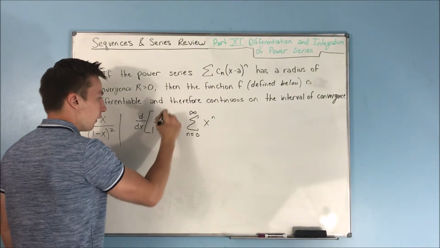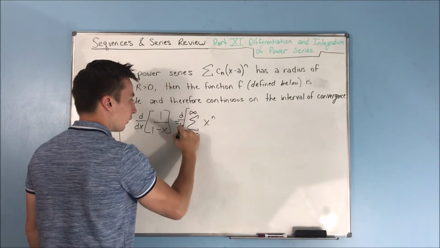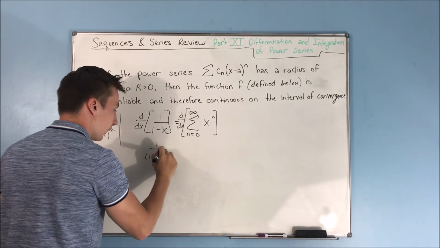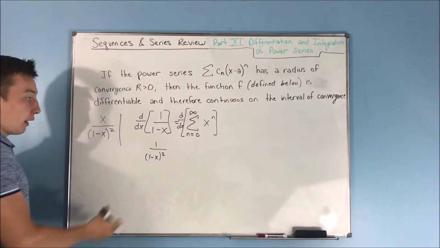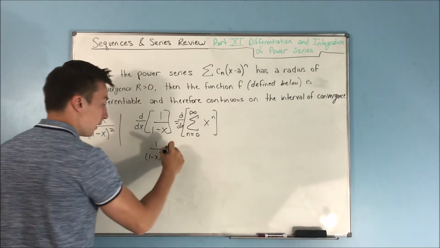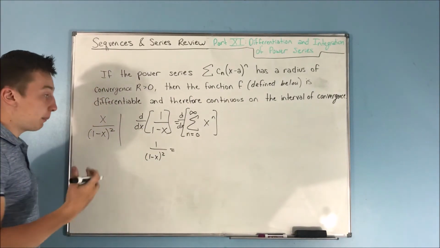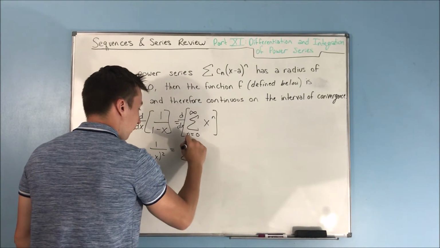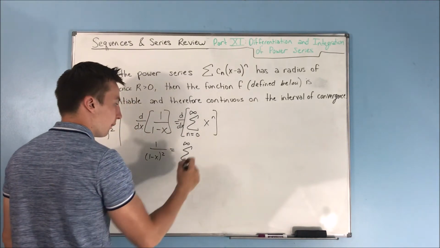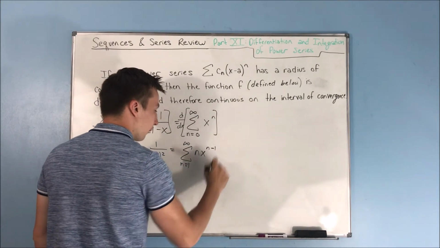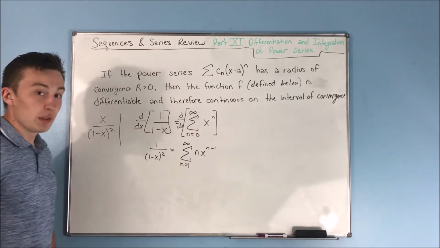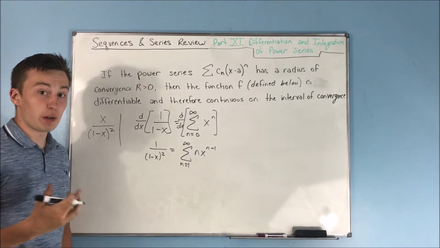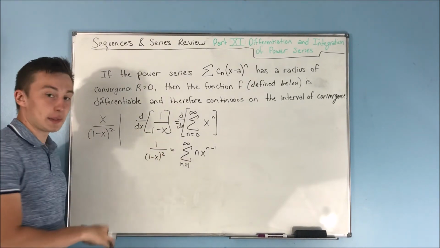If we take a derivative of both sides, what you end up with is 1 over 1 minus x quantity squared. That's just the derivative of that, and that's going to be equal to the derivative of this power series, which is something we just did. That's the sum from n equals 1 to infinity of n times x to the n minus 1. Now you have that, great, but we have an x over 1 minus x quantity squared there, not just a 1 over 1 minus x quantity squared.